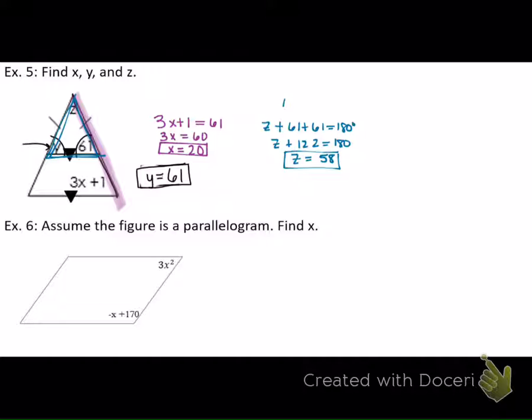The next one we're just going to set up. We're not going to actually solve. So I can just run through something real quick with you guys. Assume the figure is a parallelogram. Parallelograms have parallel sides. So what do you know about 3x squared and negative x plus 170? What kind of angles are they? If these are parallel, and that's the transversal, what kind of angles are they?